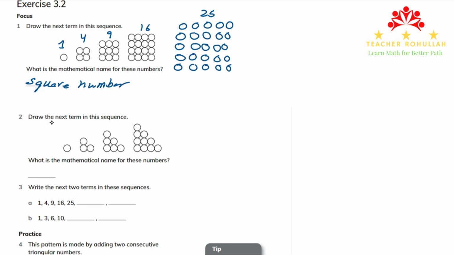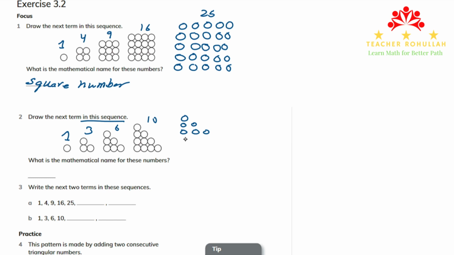In question 2, it says, draw the next term in this sequence. The sequence in question 1 was square numbers. But the sequence in question 2 is triangular numbers. So these are the numbers that make triangles, as I explained before. So the first one is 1, then 3, then 6, then 10. Let's see what other number after 10 is giving us a triangle. So let's continue writing it.